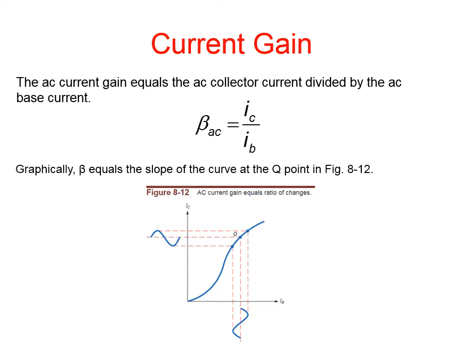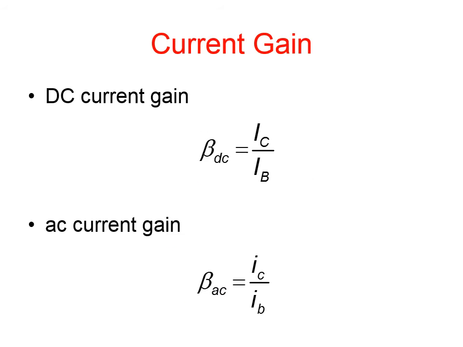In order to discuss amplifiers, we define what's called the AC beta, the AC current gain. This equals the AC collector current divided by the AC base current. So graphically, beta AC equals the slope of this curve at the Q point. So in review, the beta DC is given by IC over IB, and these are DC currents. The AC current gain is given by the beta AC, which is ic over ib, so this is the slope at the Q point.